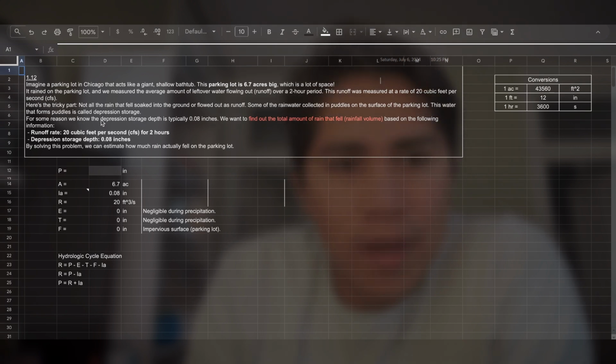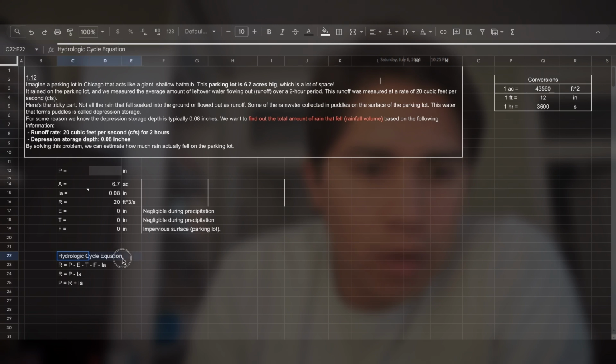We know the depression storage depth, and this is typically 0.08 inches. We want to find out the total amount of rain that fell based on the following information. We have runoff rate is 20 cubic feet per second for 2 hours, and the depression storage is 0.08 inches. We're going to solve this.